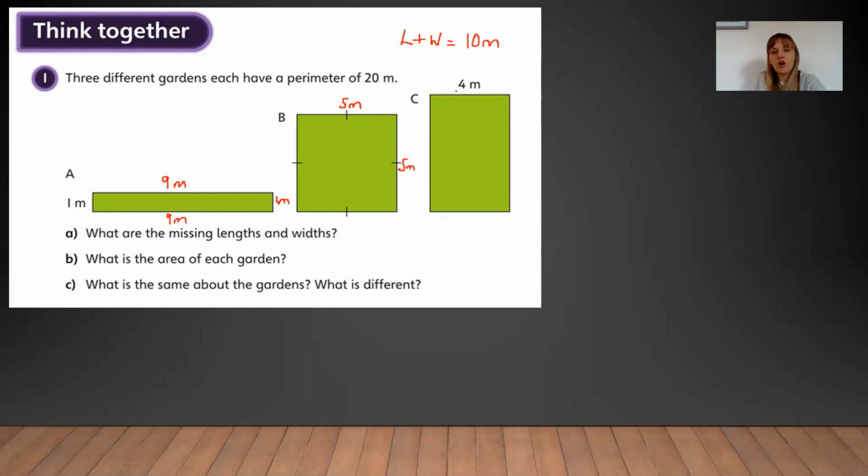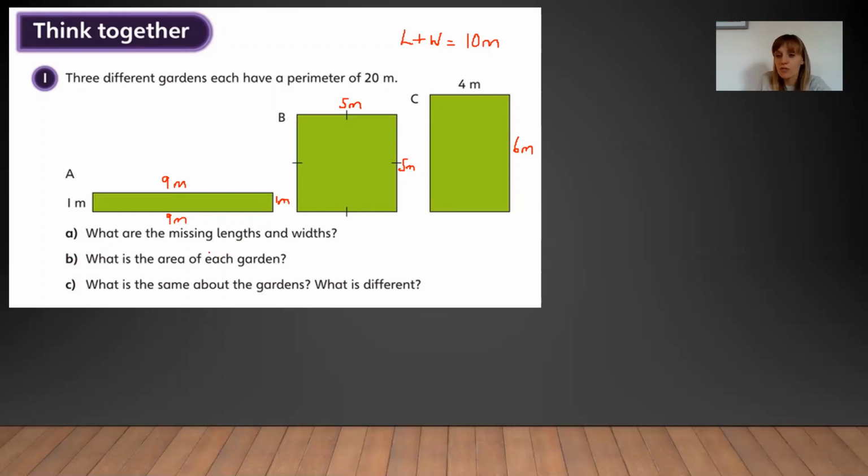Now, finally then, on rectangle C, if this length is 4 metres, okay, well, I'm thinking, well, half of 20 is 10, therefore this must be 6 metres, all right, to work out the right perimeter. Now, part B said, what's the area of each garden?